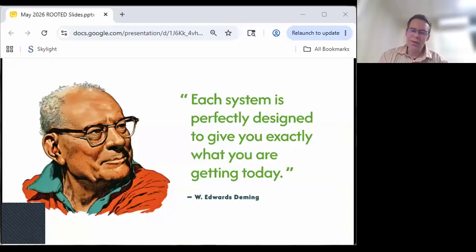And so Deming says, he's the guy that basically helped rebuild World War II Japan with the car industry, with Honda and Toyota, that each system is perfectly designed to give you exactly what you are getting today. Right now, Western medicine and dentistry really is emphasized on end stage of disease. If you go to any dental conference, 80 to 90% of what you're going to see on the exhibition floor is going to be talking about crown systems, implant systems, root canal systems.